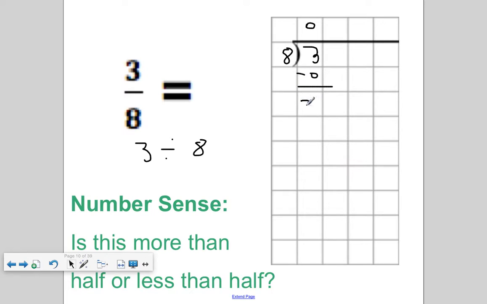How can I get rid of this 3? I put a 0.0 because it does not change the value of 3, as you can tell. How many groups of 8 go into 30? Oh, forgot the decimal here. 8, 16, 24. It goes in 3 groups of it. So 30 minus 24 is 6. How do I get rid of this 6? I add another 0 here. Again, that does not change the value of 3.00, same thing as 3. How many groups of 8 go into 60? 8, 16, 24, 32, 40, 48, 56. 7 groups.